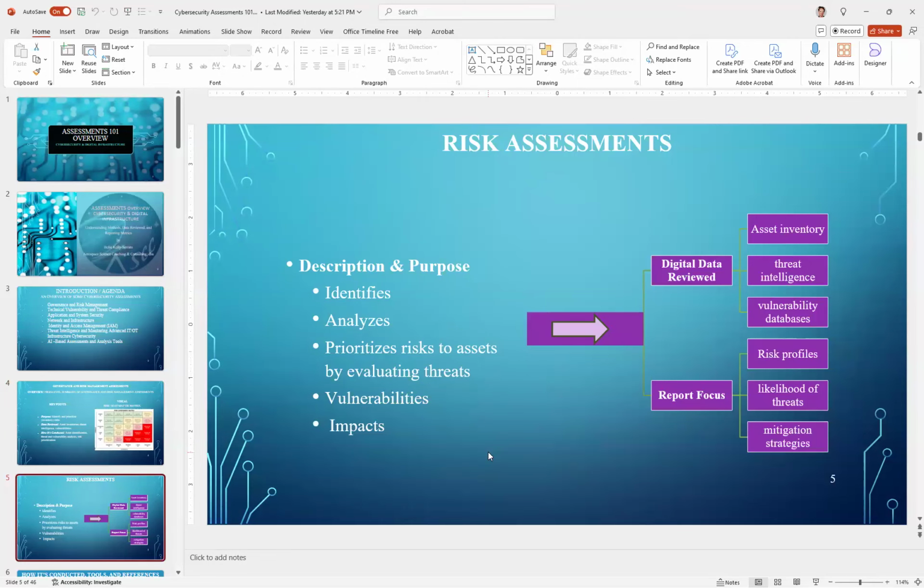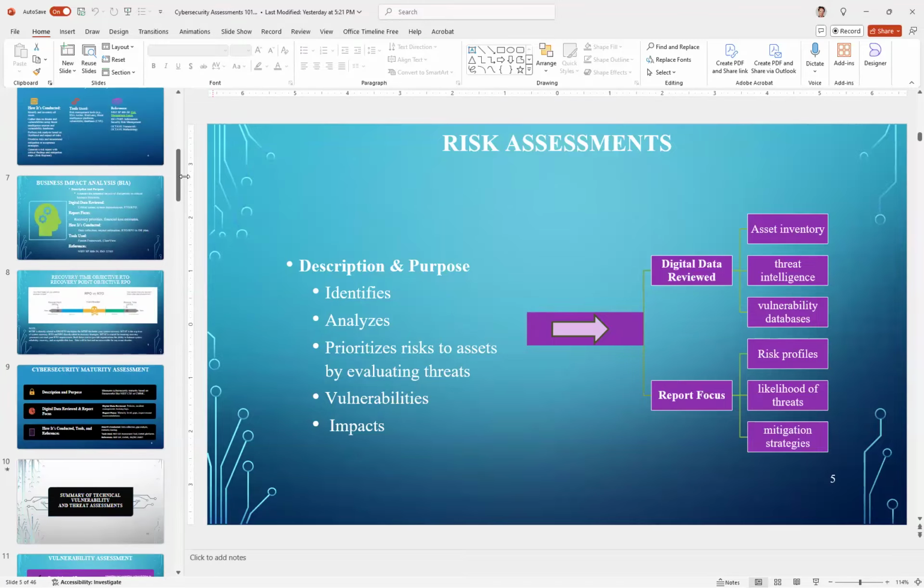The way risk assessments are looked at is basically in this map off to the side. You have digital data that's reviewed, which includes any asset inventories that are conducted, threat intelligence, and vulnerability databases. And the report focus for the metrics includes risk profiles, likelihood of threats, and mitigation strategies, which all of you know is basically a risk register. Moving down to the next slide.